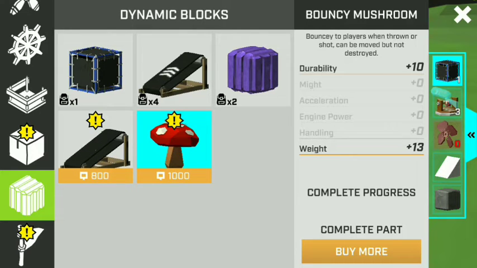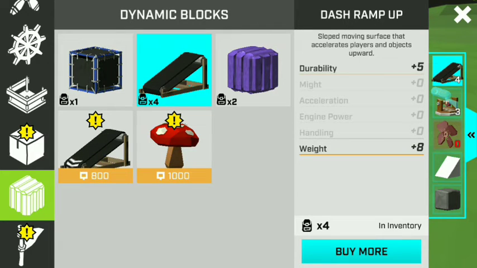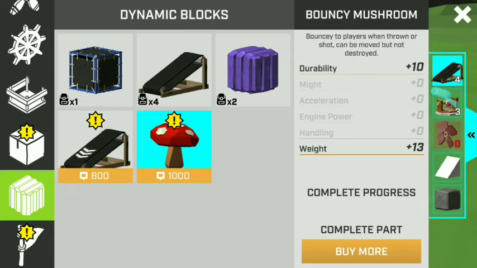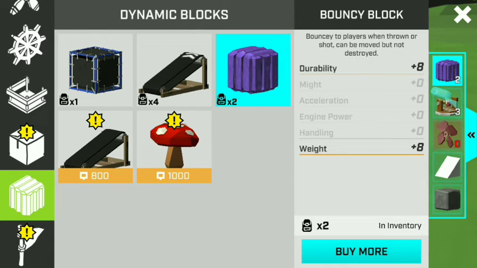So the dynamic blocks are pretty much just design blocks with movements. You can put these on your gizmo depending on your designs and what kind of gizmo you are going to make. For example, I think dash ramps are good for futuristic types of gizmos, and if you are not building a futuristic gizmo, I think this won't fit, because fancy bouncy mushrooms or the bouncy block will probably be the thing for that. Okay, so I think that's just it. I told you this is going to be a very fast video.